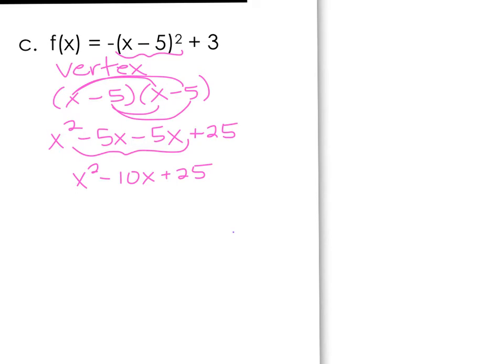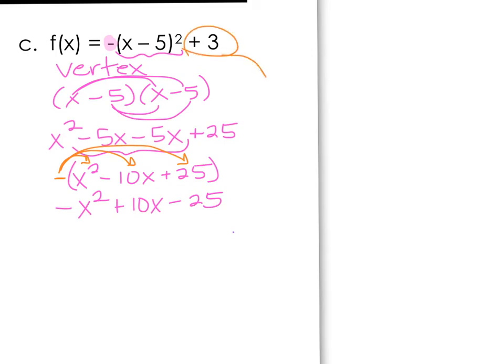And then always checking out in front, we do have that a value, it's negative 1. What that means is we're just going to pretty much change all of our signs for this parenthesis. If I distribute the negative in here, in the middle, and at the end, that will give us negative x squared plus 10x minus 25.